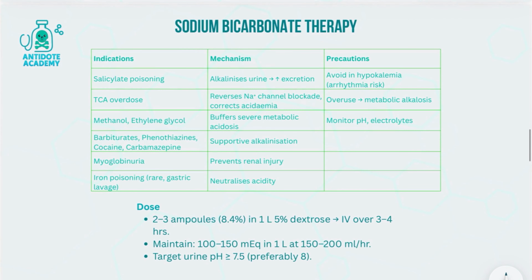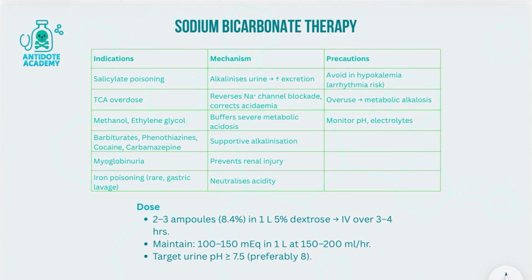Next comes sodium bicarbonate therapy. This is one of the most important supportive treatments in poisoning. Think of it as a medicine that makes the body and urine more alkaline, that is less acidic. Why do we do that? Because many poisons are more harmful in acidic conditions, and by alkalinizing, we can either increase their removal or reduce their toxic effects.